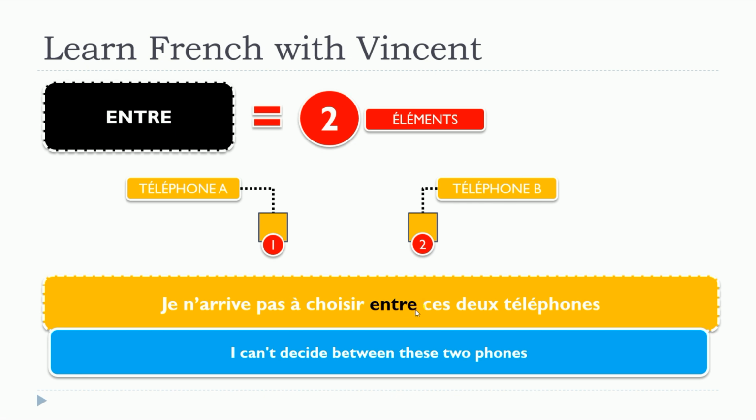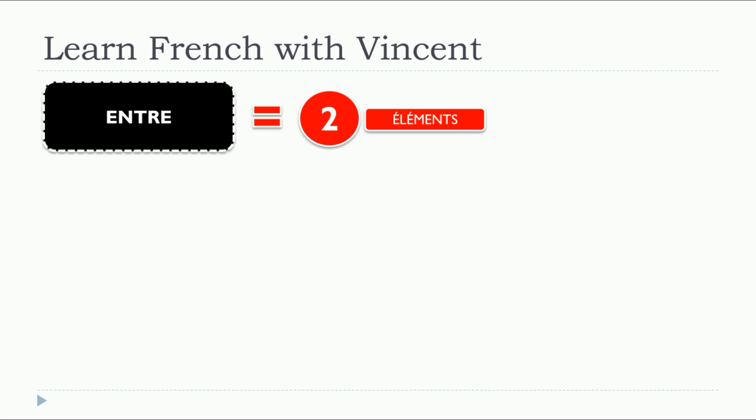We'll use entre, as I told you, because we have two phones, deux téléphones. Je n'arrive pas à choisir entre ces deux téléphones. So that's the first example that we could have, a simple example with entre.